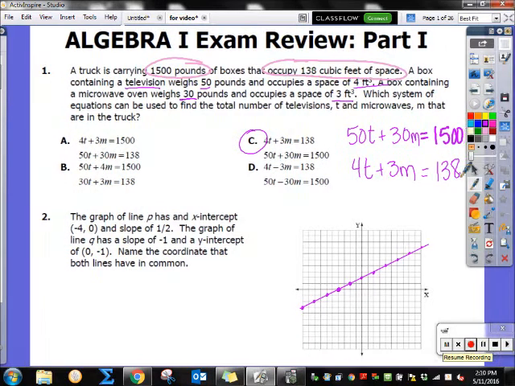And then for the next one, the next line says the graph of line Q has a slope of -1 and a y-intercept of 0, -1. Now, even though the slope comes first, you still have to plot that y-intercept first. So that's going to be a -1 on the y-axis. And then a slope of -1, I'm going to go down 1, right 1. So hopefully right there, whenever you see that those 2 points overlap, that answers our question. Name the coordinate that both lines have in common. Well, that point has to be right there at -2, 1.